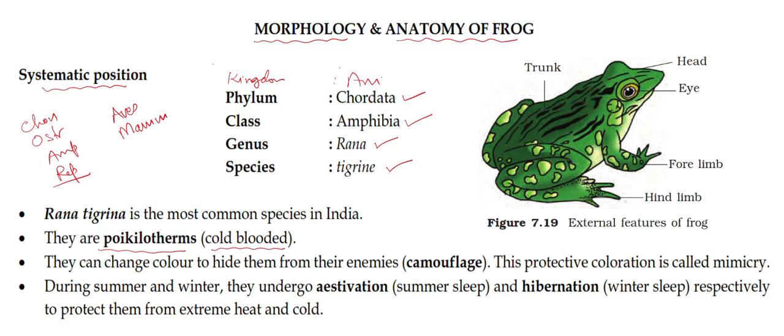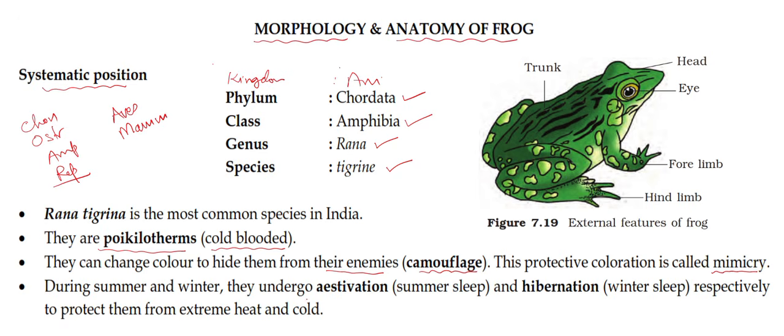They can change the color to hide from their enemies. That mechanism is called camouflage. This protective coloration is also called mimicry. They can slightly change their body color. And remember, this is a very important term and it might be in the next paper.